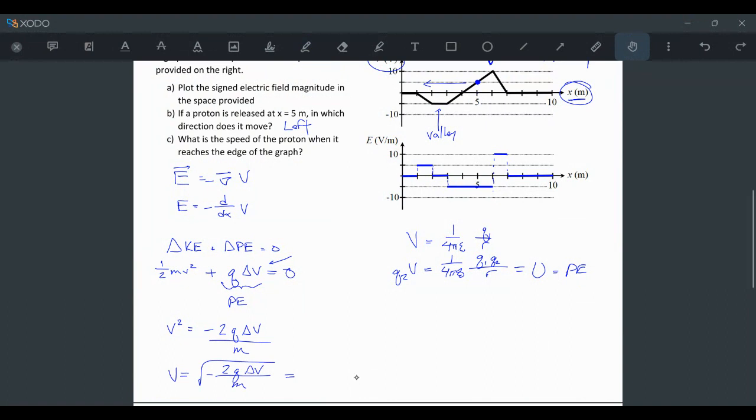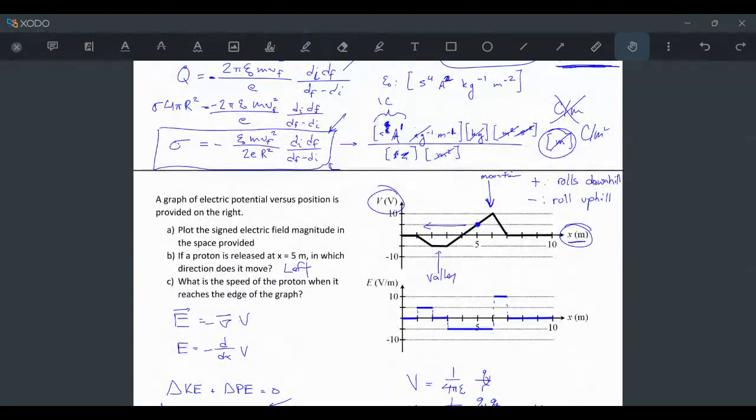So what is this? This is the velocity. It's equal to the square root of minus 2. We have a proton, so the Q I'm going to replace with E, and that's positive E. No minus sign coming there. It's not an electron. What is delta V? Delta V is the change in potential. It's the potential difference from where we ended up to where we started.